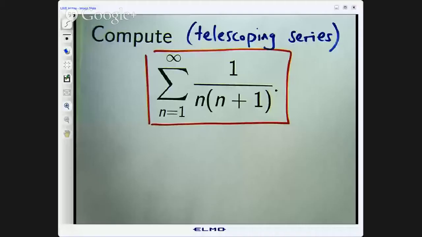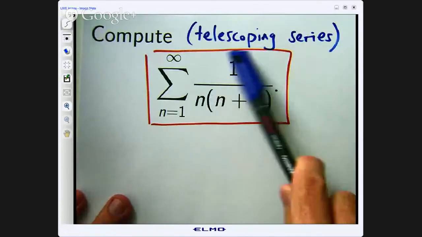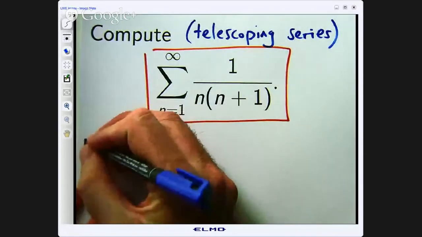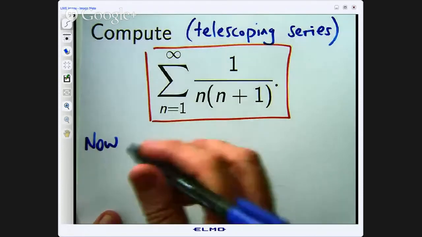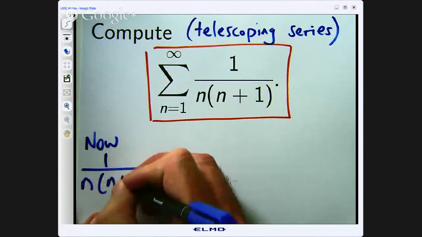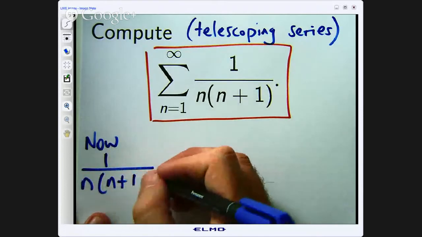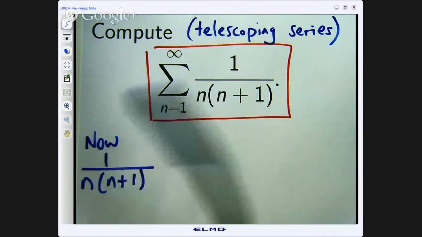Okay, so let's see how that works. It's just basically an algebraic manipulation. Okay, so the secret here is to work with the summand, the thing that we're summing. Okay, so let's do that. Now, I can write this as the following. I can use partial fractions to split that up into the following.